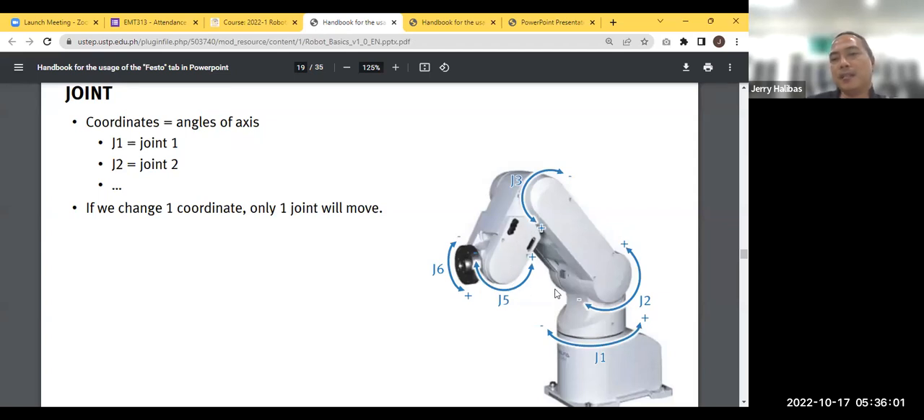Okay? Then J2, J3, here it is, it can no longer move. That's why that's one of the major issues that we will address later. Later. So, test it and run it, at least try operating the robot.